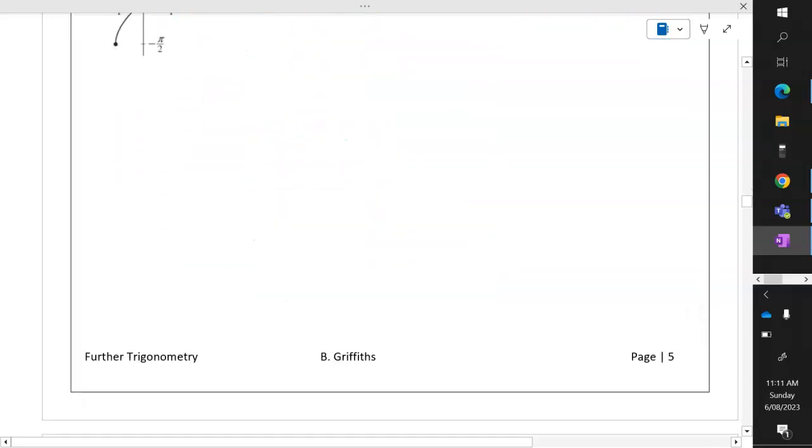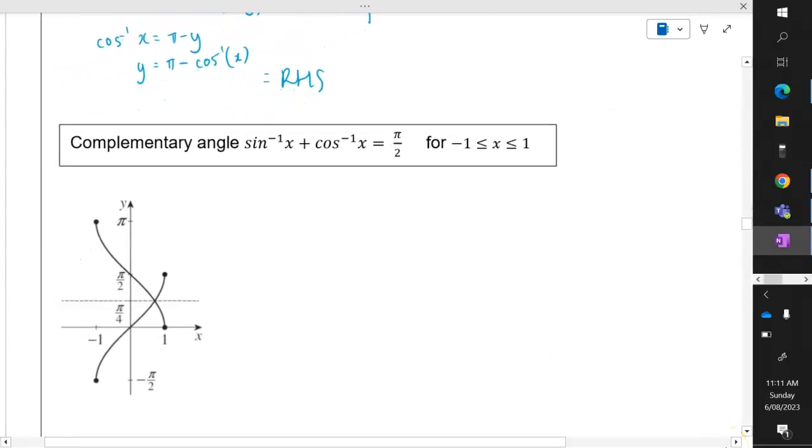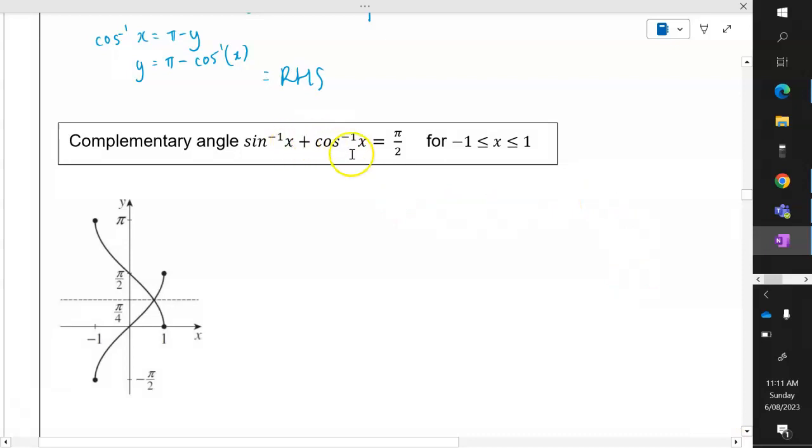Lucky last, this one's a little bit harder, and that will lead us on to the next part. Complementary angles: inverse sine of x plus inverse cos of x is pi on 2, for x in the range of minus 1 to 1. So what you've got drawn down here are our inverse sine curve, which is this one, and our inverse cos curve. Let's look at it graphically to start with. If we add coordinates of the inverse sine to coordinates of the inverse cos, it should equal pi on 2.